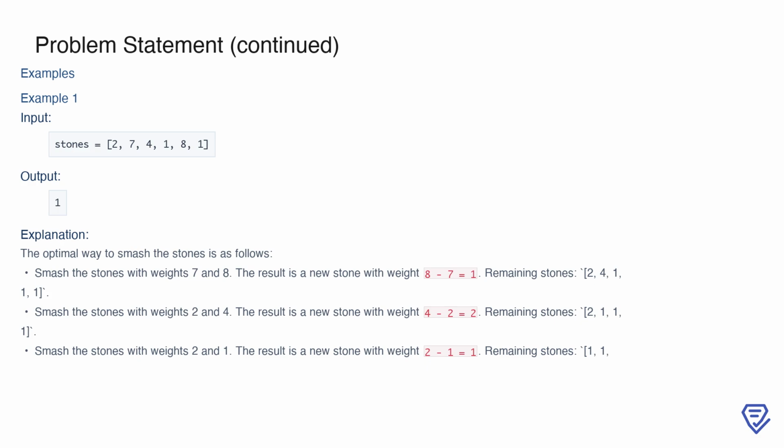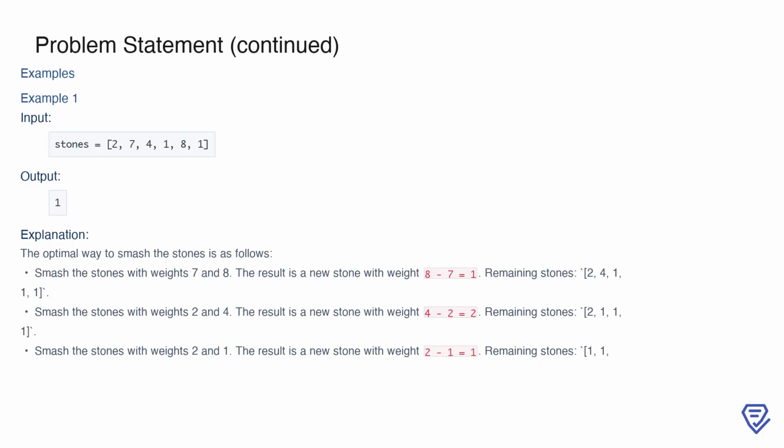Suppose the input array is stones equals [2, 7, 4, 1, 8, 1]. The optimal way to smash the stones is as follows. First, we smash the two heaviest stones, which are 7 and 8. Since their weights are different, the smaller stone, 7, is destroyed, and the larger stone, 8, is reduced to 8 - 7 equals 1. Now the remaining stones are 2, 4, 1, 1, 1.